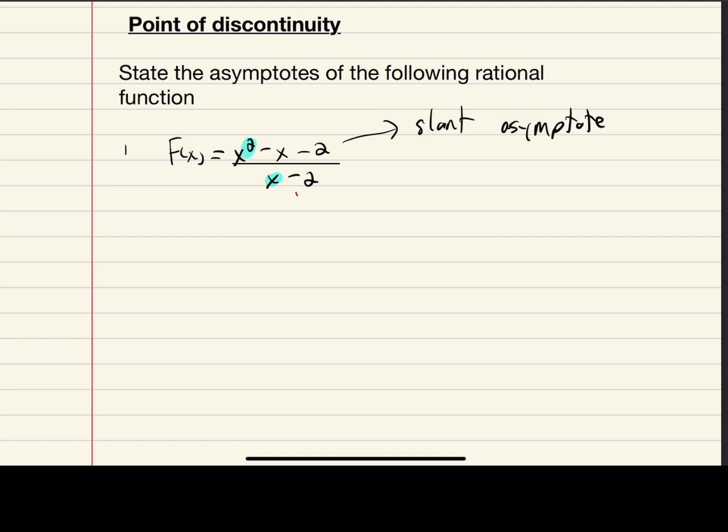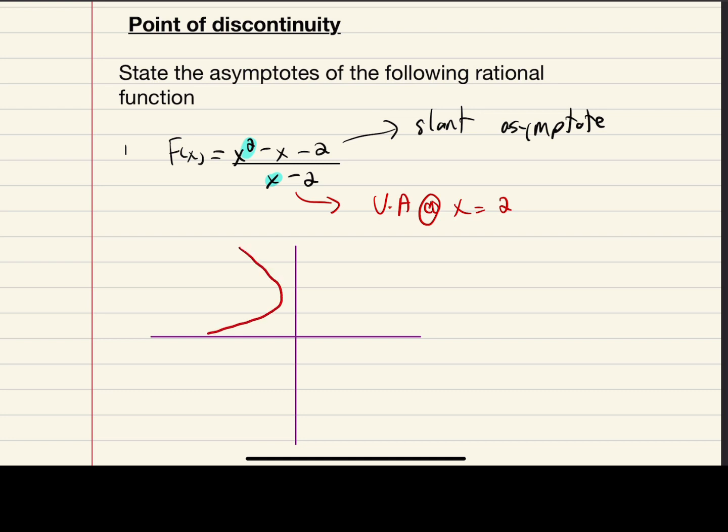Second thing you would notice is that a value of 2 for x would set the denominator to 0. So it has a vertical asymptote, and I'm just going to write here x equals 2. So what you would expect to see with this information is that you'd probably have a graph that looks something like this, let's say.